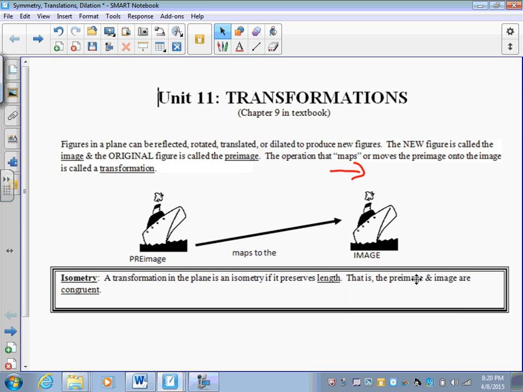One of the special transformations is an isometry, and basically an isometry preserves the length. It keeps the length and the shape. It's just basically moving it. So all things are congruent, but we are moving it in a different direction. But it keeps the same length, or you can rotate it as well.